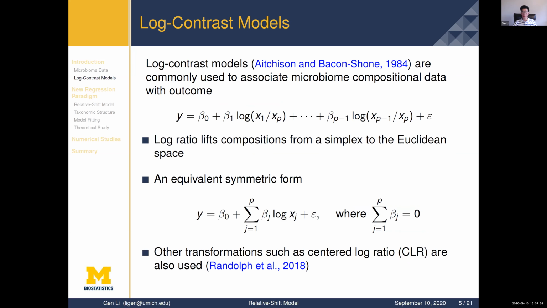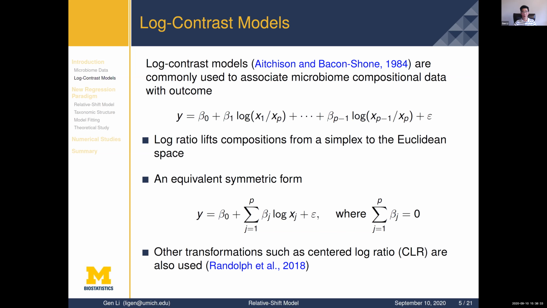In the literature, the most commonly used regression model for microbiome regression is the log contrast model. These models were developed in the 1980s by Hutchinson and co-authors, where the basic idea is very simple. Essentially, they pick one of the taxa as the reference and then use the log ratio transformation to convert the original compositional data from a simplex to the Euclidean space.